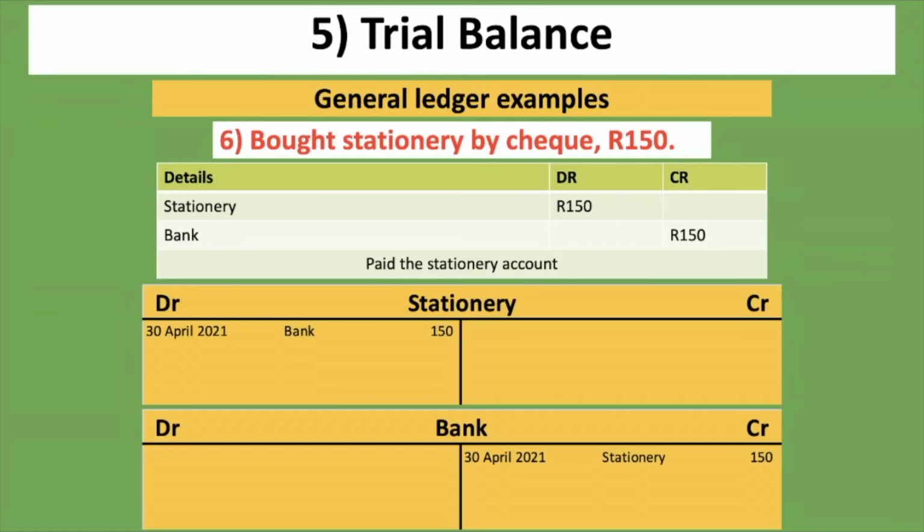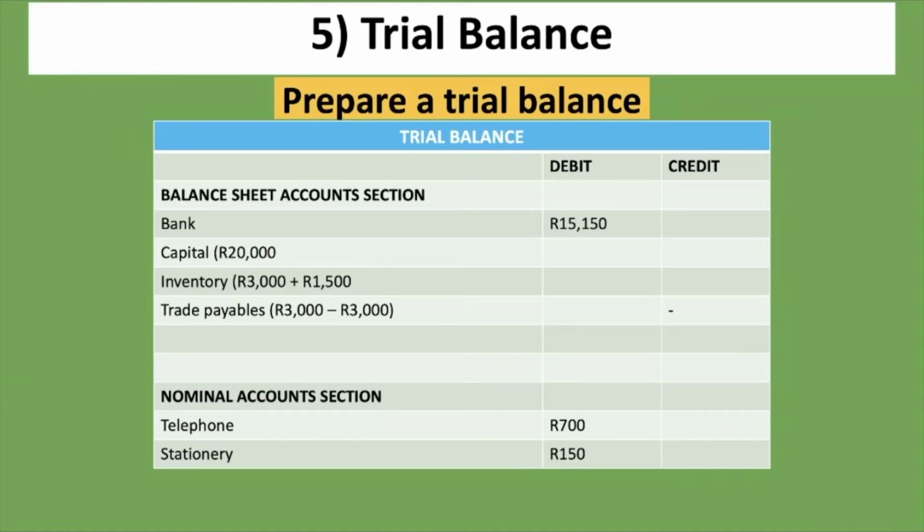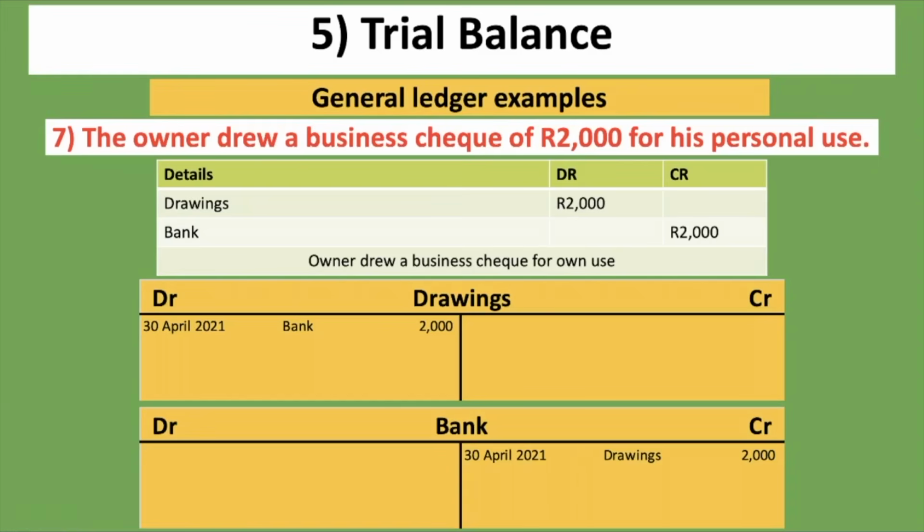The next one we have here is stationery, and bank. And obviously we bought stationery here by check, 150 rand. What is stationery? Stationery is an expense, and that means we are going to put it under the nominal accounts section. So we're going to have stationery under the nominal account section and put 150 there. And then we go back and we have drawings. Remember, bank, we are leaving it out like I've been mentioning. So we have drawings here.